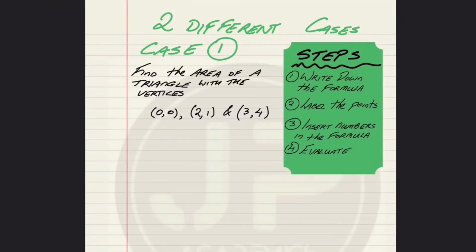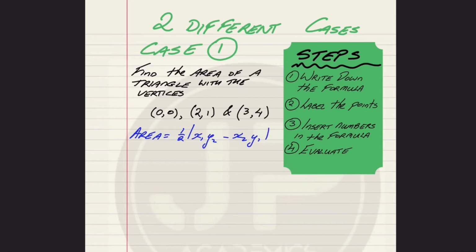So it says, find the area of a triangle with the vertices 0, 0, 2, 1, and 3, 4. So we know it's case 1 because one of the points is 0, 0. Again, we have our steps on the side, so the first step is to write down the formula. So we have area equals half x1 y2 minus x2 y1.